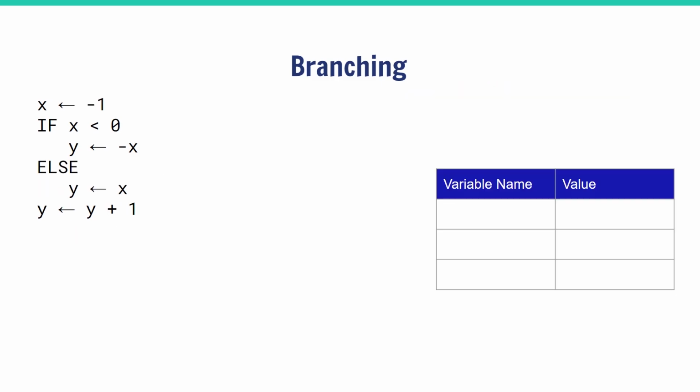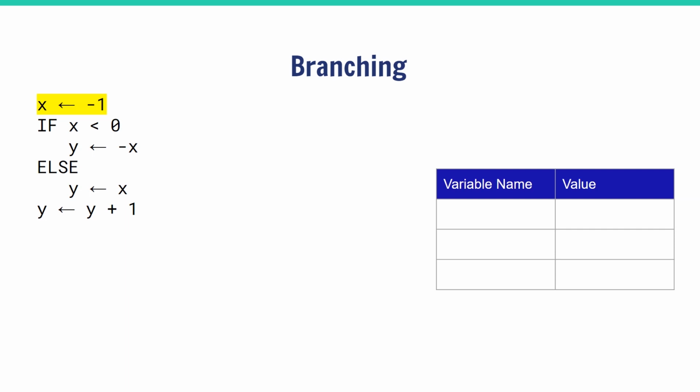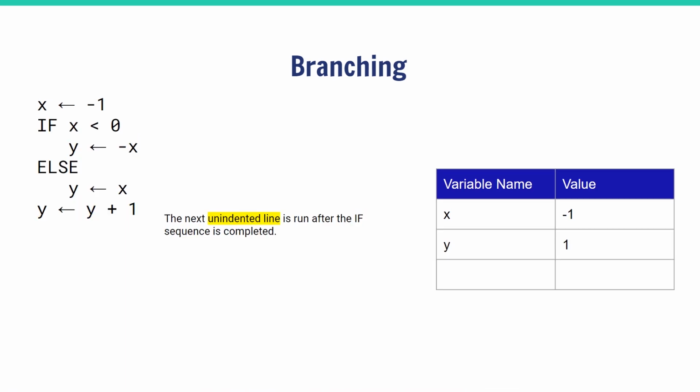If we have any lines of code which are unindented underneath if and else sequences, those lines of code are always executed once the if sequence is completed. So the if sequence can be considered as all the lines of pseudocode which are part of the if and else statements together. So we start off by assigning -1 to x, we evaluate the condition, we assign y as -x. That means the if sequence is now complete, so we go to the next unindented line of code, which is y is incremented by 1.